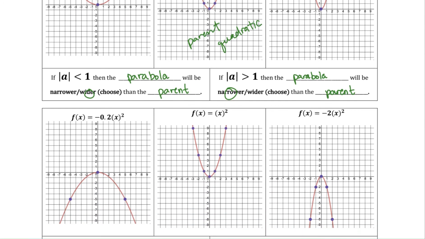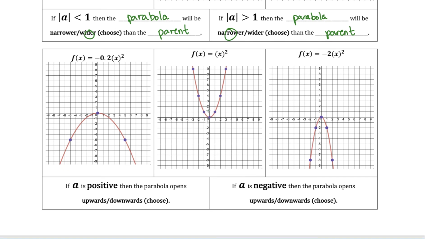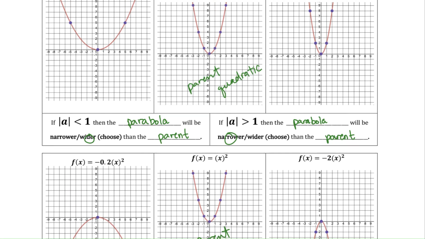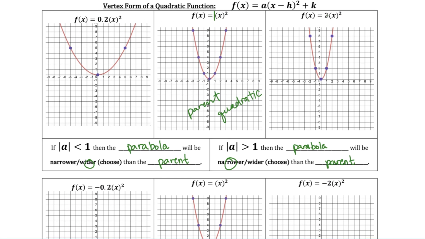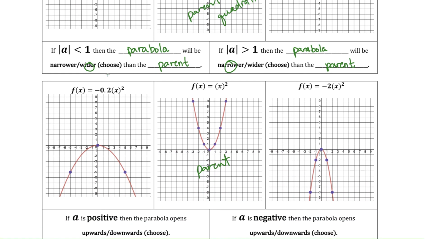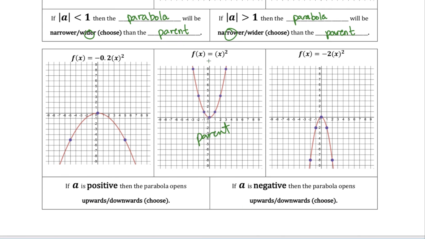It's just flipped. So if a is positive, then it opens up. If it's a negative number, then it opens downward. So if a is positive, like this one was positive 1, it opens upwards. If a is negative, like that one or that one, it opens downwards.